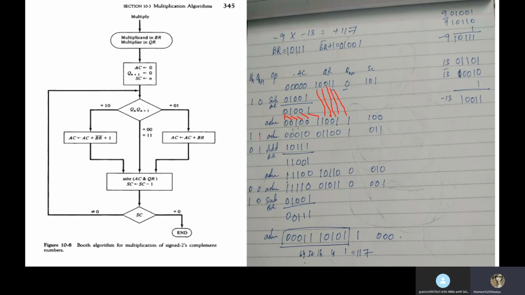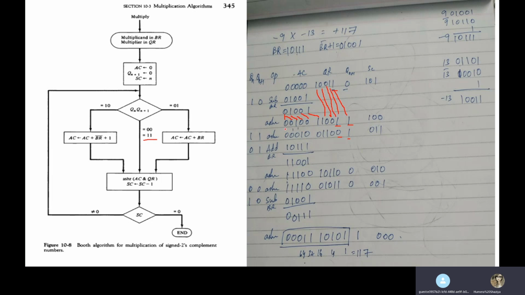As a result, Qn is 1. This last bit of QR is Qn, and this one is Qn plus 1. Both are 1 1. When both are 1 1, you need to perform arithmetic shift right, without doing addition or subtraction.